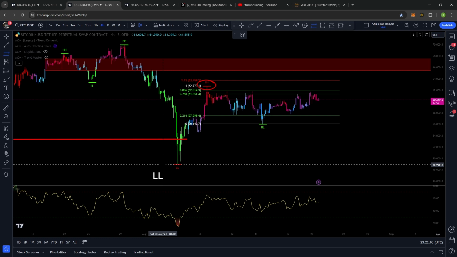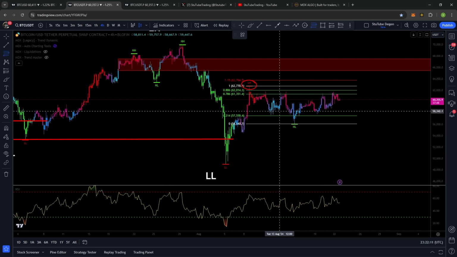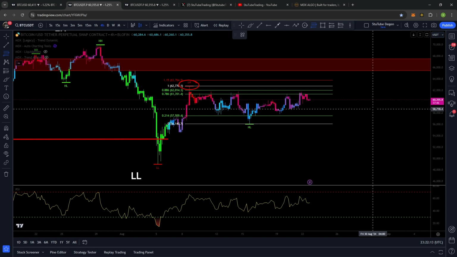So that's again where you've got to be able to see what's happening with those structure levels, how the price is actually reacting with those levels. That's the key when it comes to actually picking entries and stop losses and stuff like that, right?